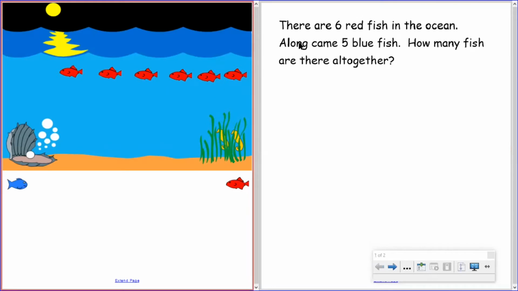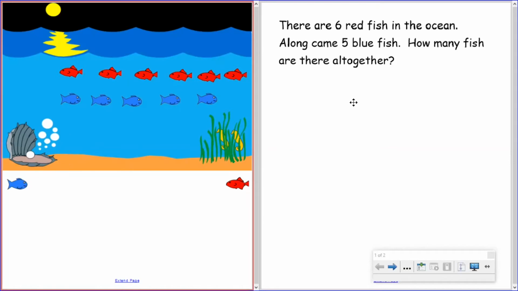The next sentence says, along came 5 blue fish. So what do I need to do? That's right, I need to add 5 blue fish. 1, 2, 3, 4, 5. Since I added 5 blue fish, that tells me that my number is going to go up. I started with 6 and then I added 5 more. So my number is going to go up.